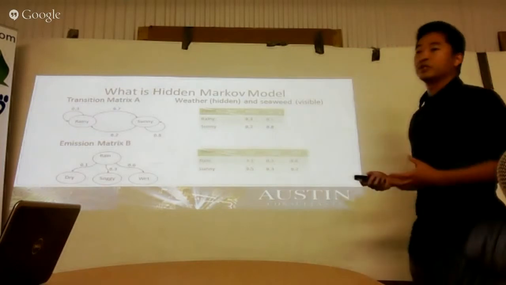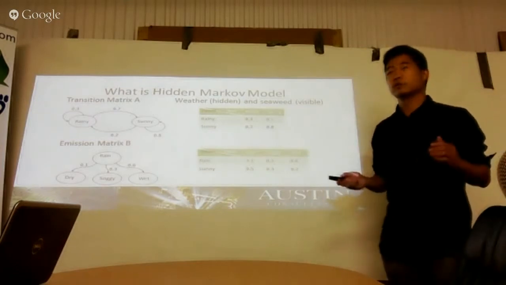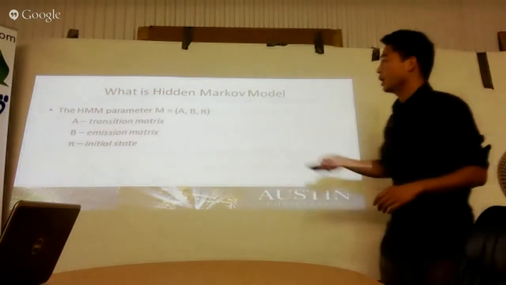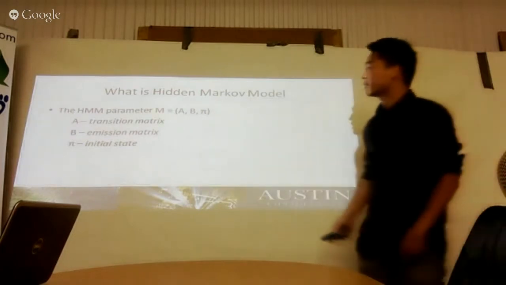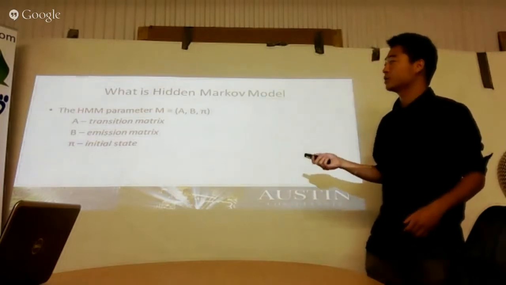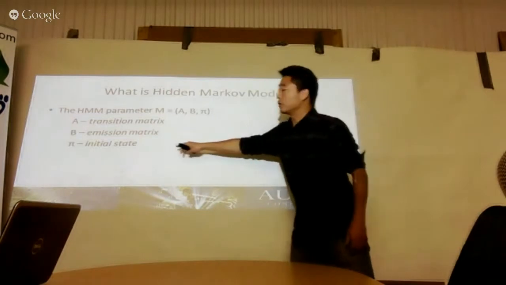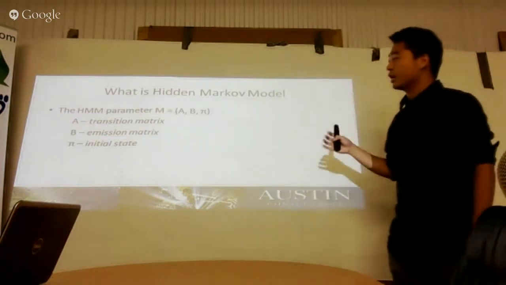Also, to enter into the state machine, there is an initial state. That one is called the initial state. We use pi to stand for that. So for one hidden Markov model's parameters, you need three matrices, or the last one is a vector, really: the transition matrix, the emission matrix, and the initial state.